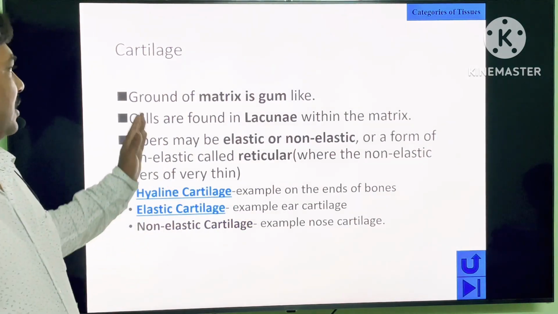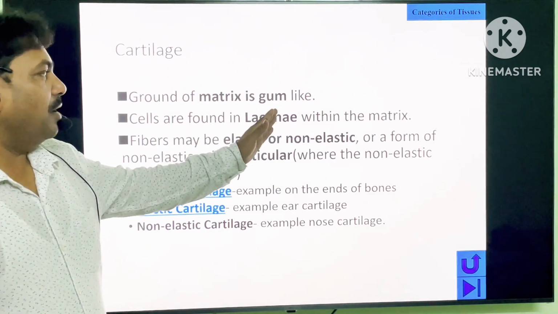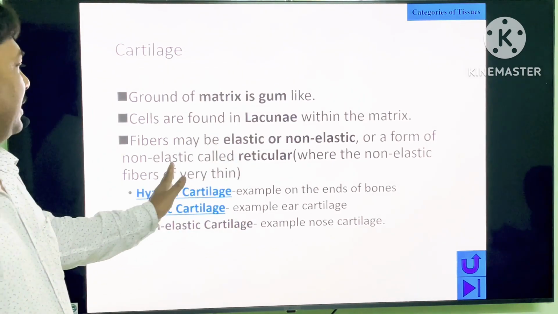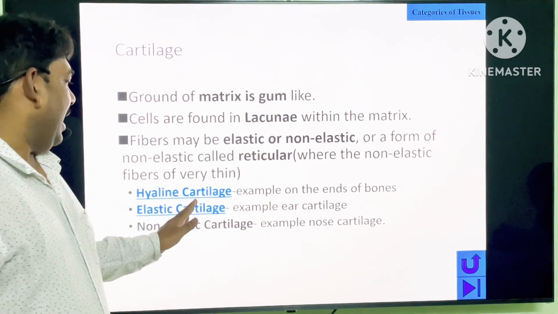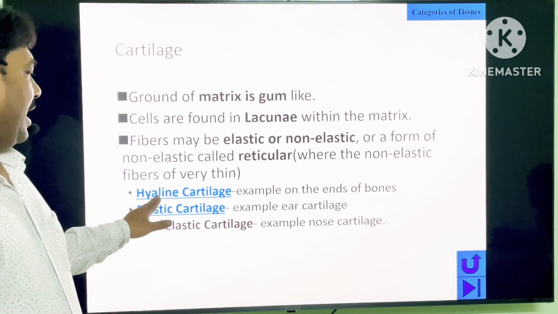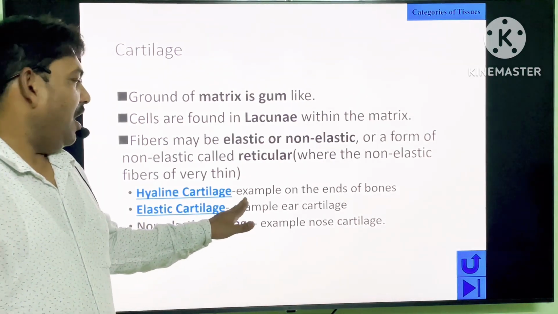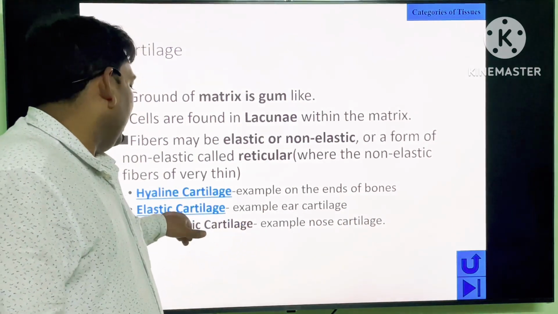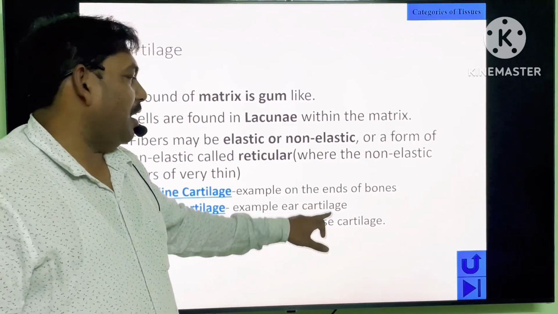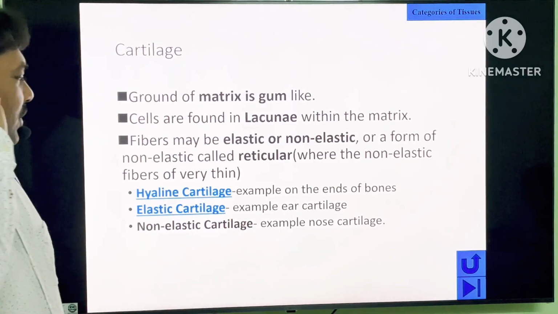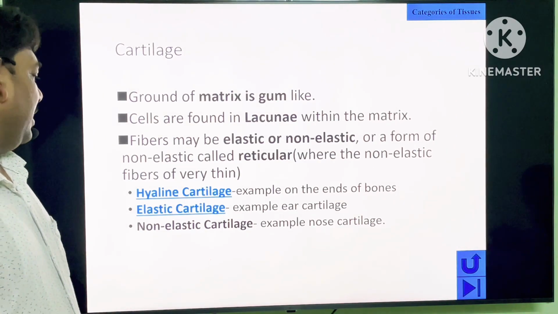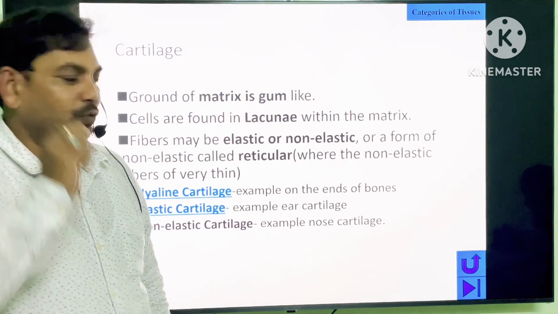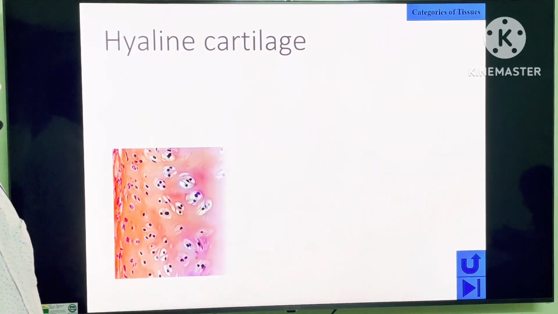After that, the cartilage. It has a ground matrix, and the cells sit in lacunae with matrix fibers, elastic and non-elastic. It is of two types: hyaline cartilage and elastic cartilage. Hyaline cartilage is located in the bones, and the cartilage of the ear, on the pinna side, is known as elastic cartilage. And a non-elastic example is the nose cartilage.